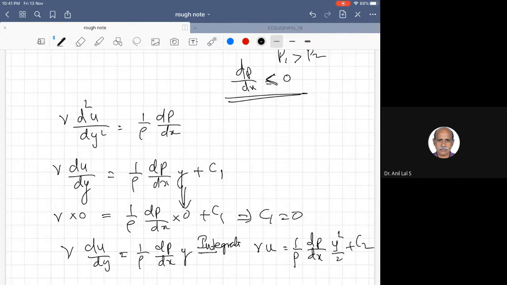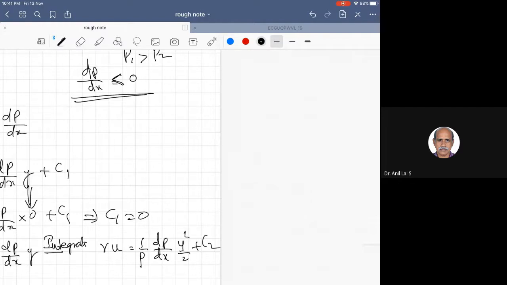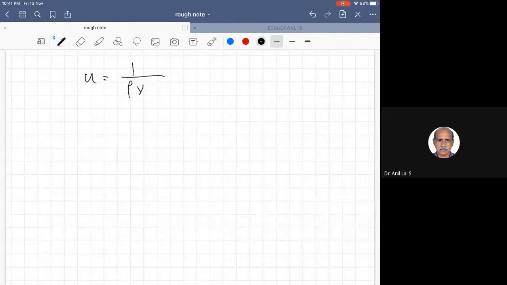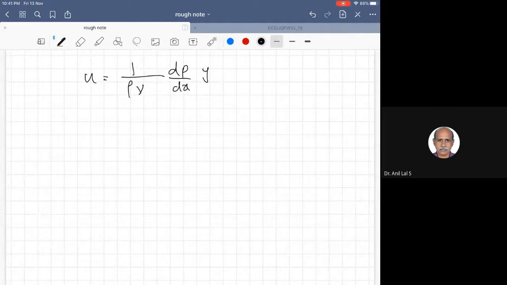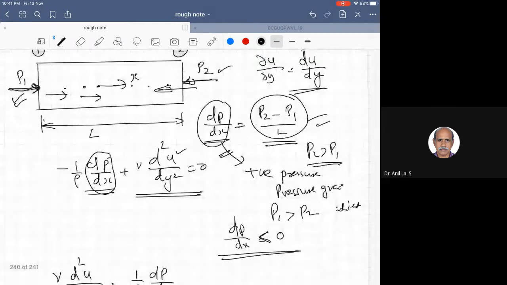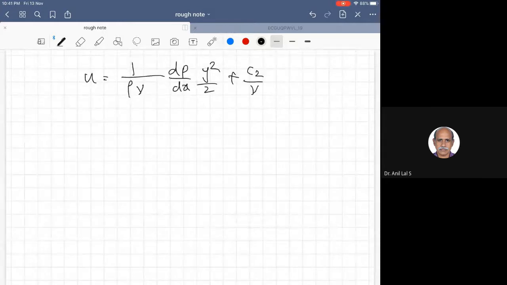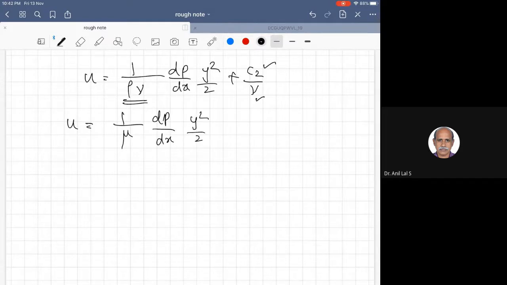So u is equal to 1 by rho nu dp by dx y squared by 2 plus c2 by nu. Nu is a constant, so that itself we can treat as another constant. C2 is a constant, nu is a constant. Let it be like this. So u is equal to 1 by mu dp by dx y squared by 2 plus c2 by nu, and this is a function of y we get.